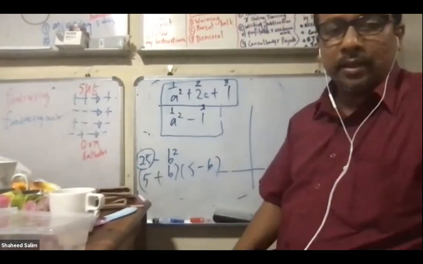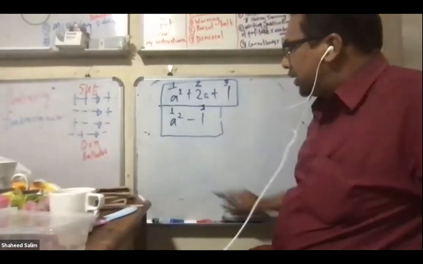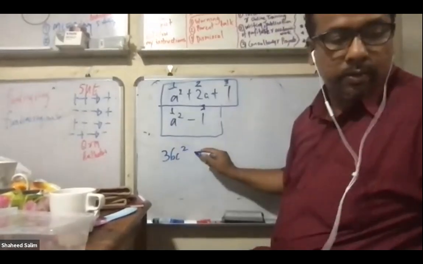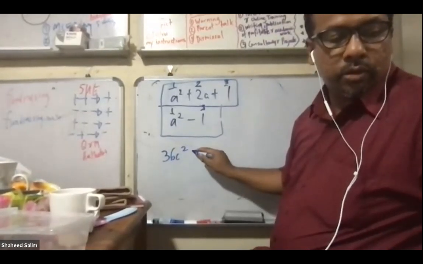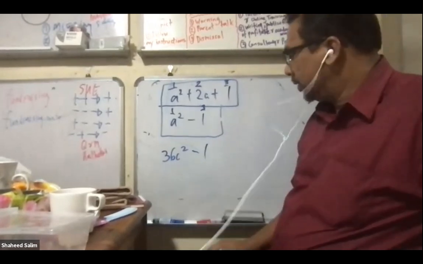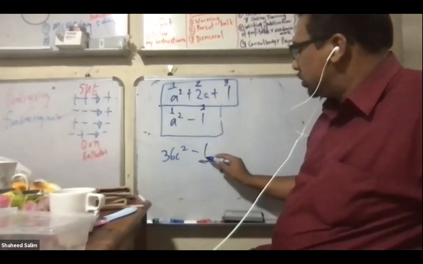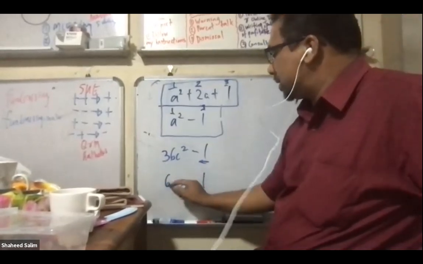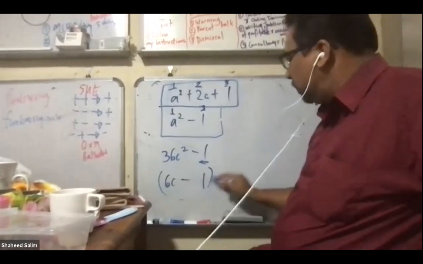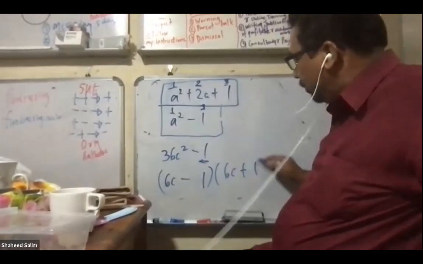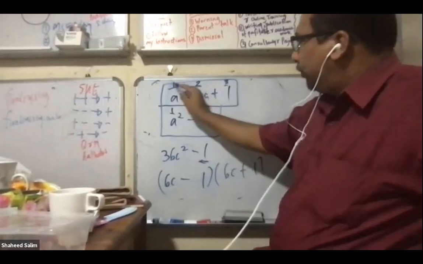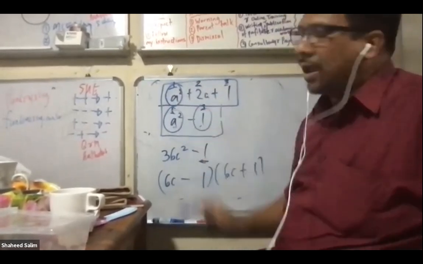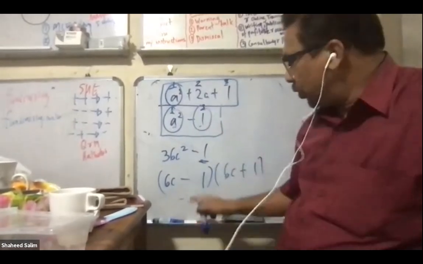Same thing here. Your other one is 36 c squared, sorry, minus 1. The square root of 1 is 1, the square root of 36 is 6. So it will be like that. Why am I telling you this? That means the first and last must be able to be square rooted. Then you can get this form.